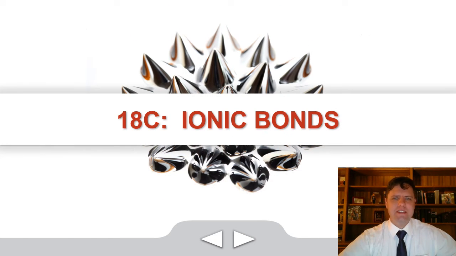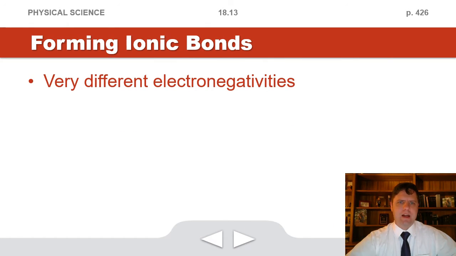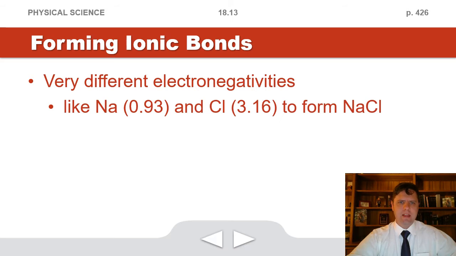So we're looking at 18C and D together today. We'll first talk about ionic bonds, and then we'll be talking about metallic bonds. So first of all, forming ionic bonds. Whenever ionic bonds happen, we're talking about elements on the periodic table that have very different electronegativities. Like, for example, sodium, which would be found on the left side of the periodic table, and chlorine, found on the far right side of the periodic table.